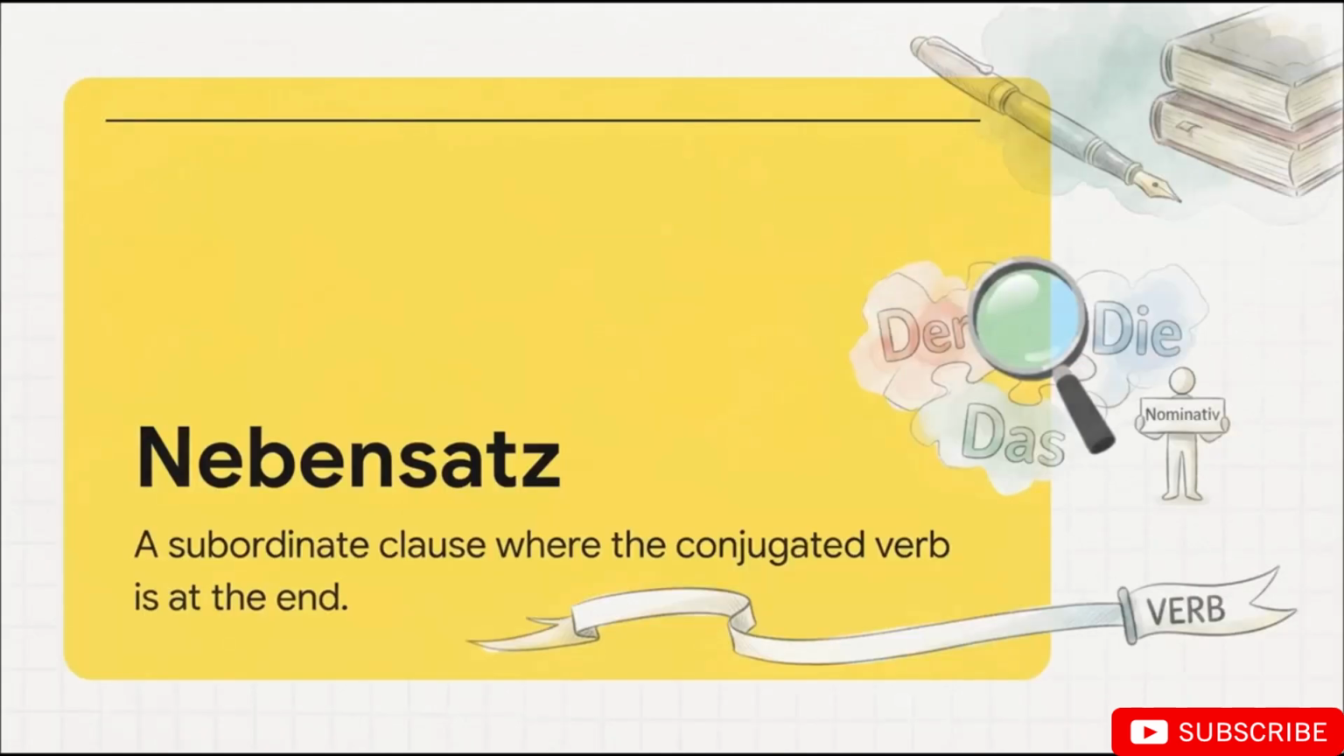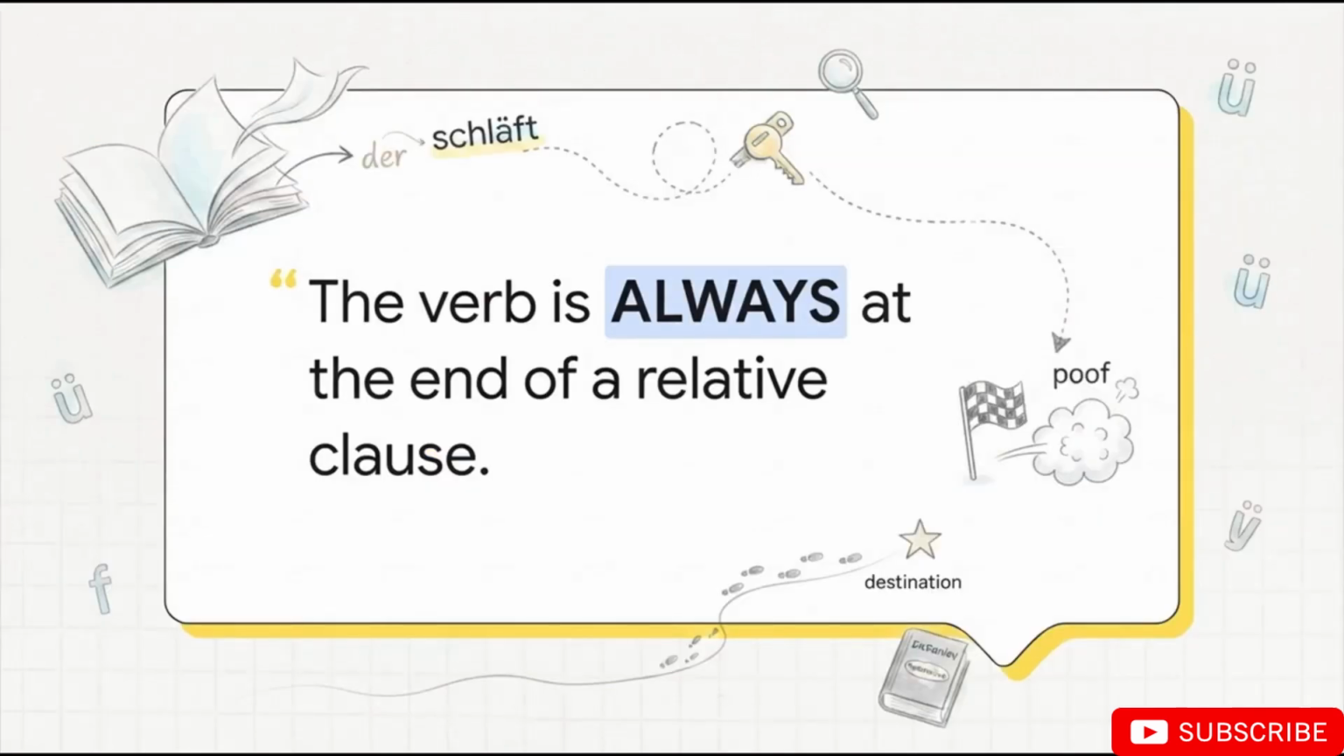Now let's pause on that 4th rule for a second, because this is the one that trips up English speakers the absolute most. What exactly is a subordinate clause, or as it's called in German, ein Nebensatz? Well, by definition, a Nebensatz is a dependent clause where the conjugated verb gets pushed to the very end of the sentence. So, the absolute crucial takeaway here is this. The verb is always at the end of a relative clause. You introduce your pronoun, you give all your extra juicy info, and boom, you banish that conjugated verb right to the finish line, just before the period. Seriously, burn this rule into your memory.